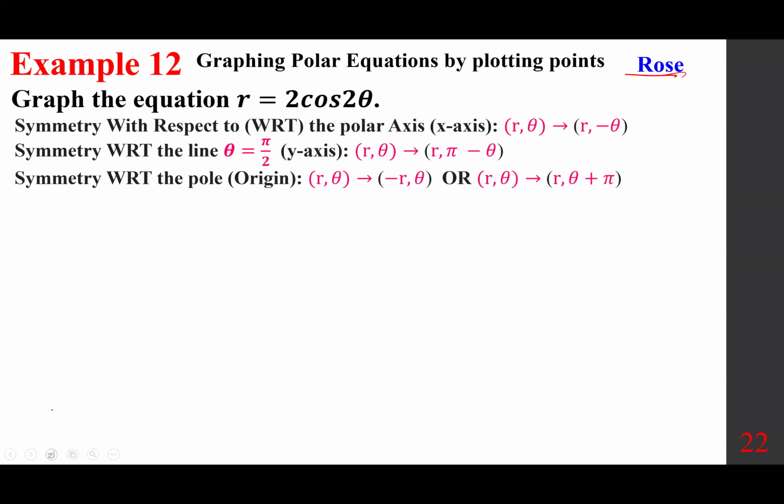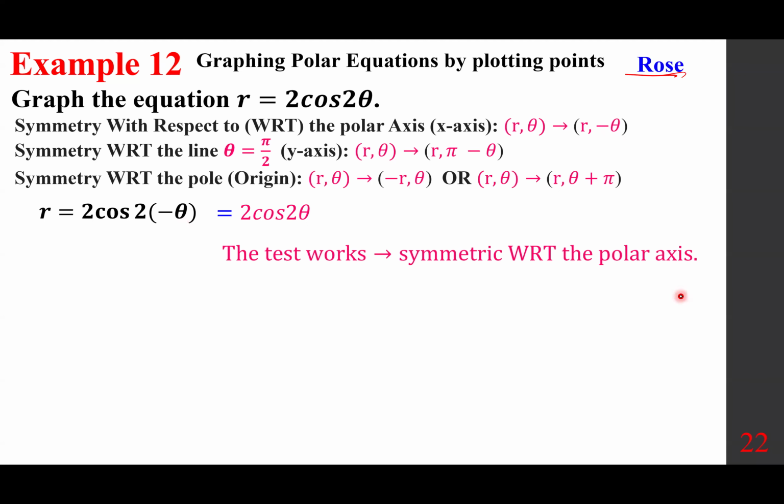Roses. Graph the equation R equals 2 cosine 2 theta. And again, reminding you of all the symmetry. We're going to try the symmetry, and then we're going to see how the graph looks like. We start with changing the theta to minus theta. As you know, cosine is even, so nothing happens. We get the same function, the same graph. Therefore, the test works, and it's symmetric with respect to the polar axis.